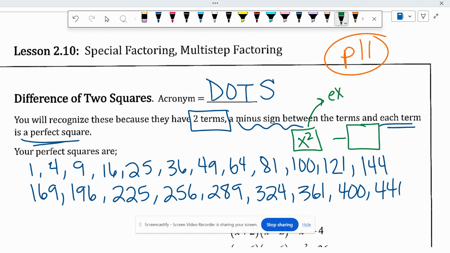The exponent is even. X squared, x to the fourth, x to the sixth. Those are perfect square variable terms. The exponent is even. That's important. And I didn't write that on your filled out notes. So if you have a copy of filled out notes, I would write that. How do you know if the variable term is a perfect square? Because the exponent is even. That's super important.